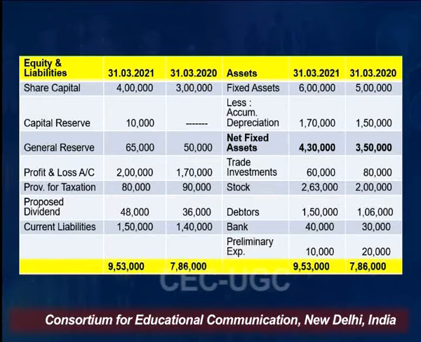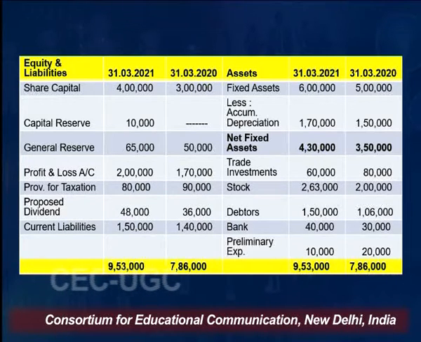Another is you can show it on the liability side as liability. And then you have trade investment. Earlier it was 80,000, it has become 60,000. Inventory has increased by 63,000. Debtors, again there is an increment. Bank balance was 30,000, now it has become 40,000.